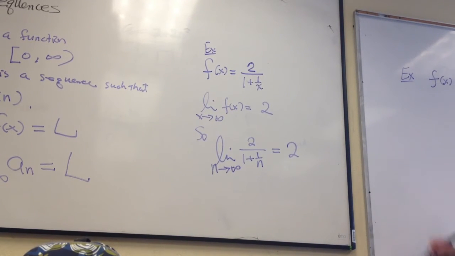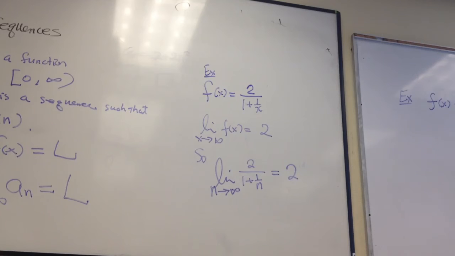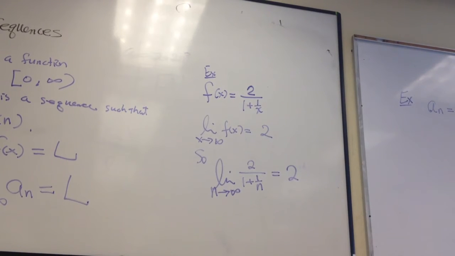f of x is equal to x times sine 1 over x. Okay? And at the beginning, you don't even have this. At the beginning, the problem is simply an is equal to n times sine 1 over n. How about that?